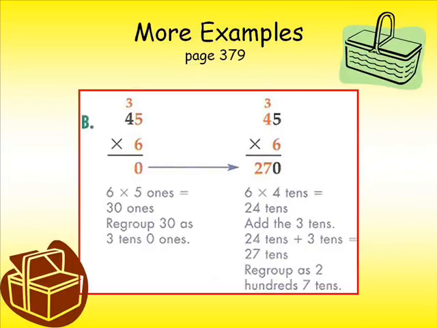Here's another example. In this problem, what we're working with is 6 times 45. We have 6 times 5 ones, 30 ones. Once we regroup the 30 as 3 tens, we look at 6 times 4 tens equals 24 tens. We add 3 tens, so that is 24 tens plus 3 tens equaling 27 tens, and when we regroup as 2 hundreds 7 tens, or 270.